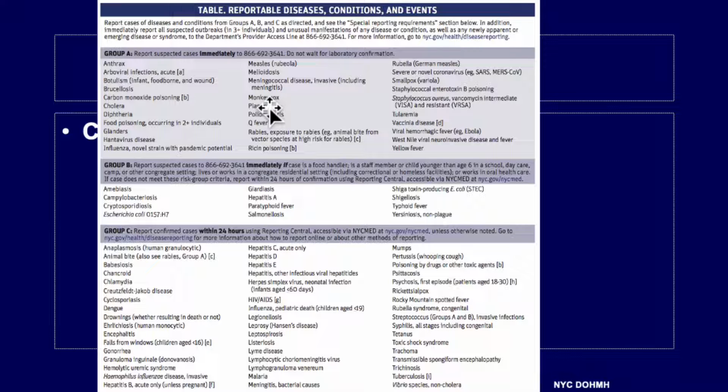Of all the reportable events here, you can appreciate that they are primarily infectious diseases, but there's also things like animal bites, drownings, and window falls included in Group C.